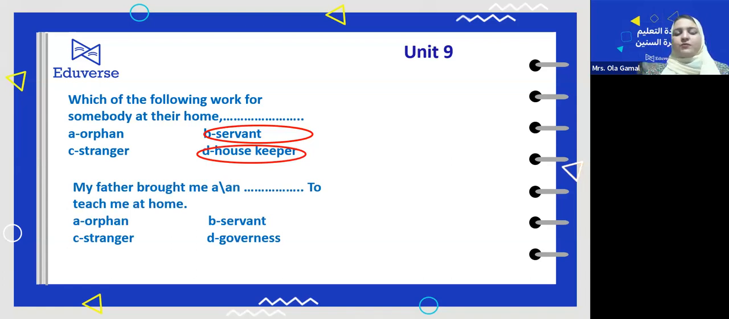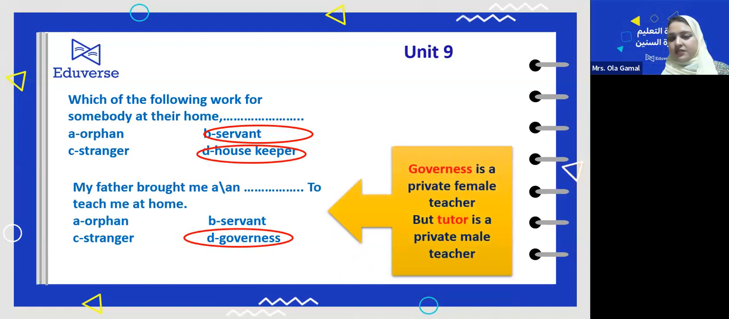My father taught me at home. Who's going to teach you at home? A private tutor, but there is no tutor here. We have another word. It's a governess. There is a big difference between tutor and governess. A tutor is always a private male teacher, but a governess is a private female teacher. So this is the difference between tutor and governess.